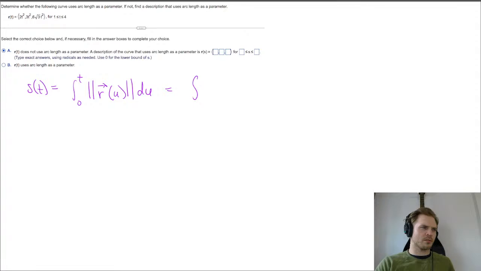And arc length function. So select the correct. So determine whether the following curve uses arc length as a parameter. What would it look like? I don't think it does.